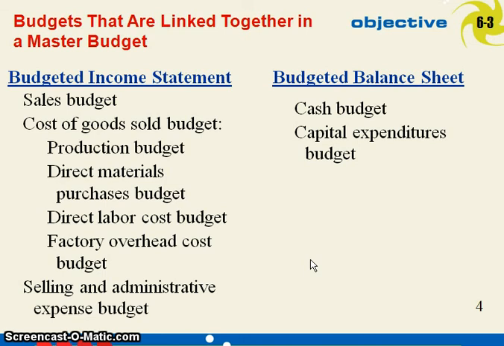But really, the majority of this chapter is going to be focused on this sales, production, direct materials, direct labor piece of it. And what we're going to do is an exercise that I usually do in class in order to illustrate how these budgets work together.